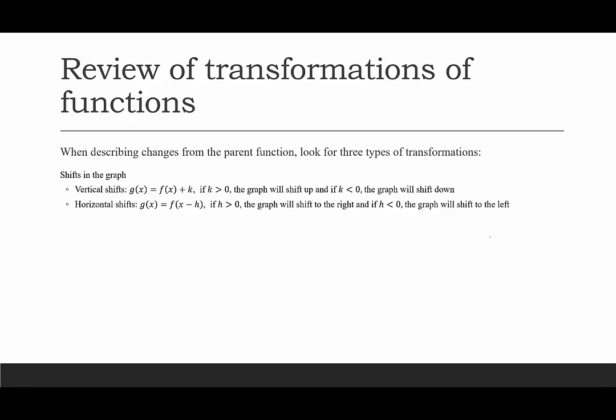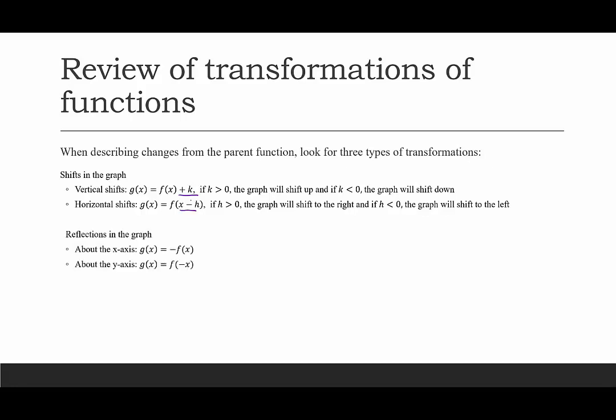First, shifts in the graph. These could be either vertical shifts, and vertical shifts, we know we're going to have those if we have that function and then there's something being added outside of the function. That's going to move the graph up if k is positive or down if k is negative. There are also horizontal shifts. That would be when there's something happening within the function itself.